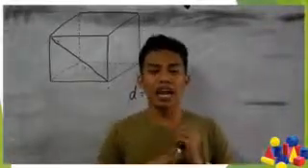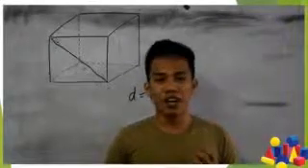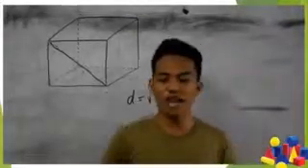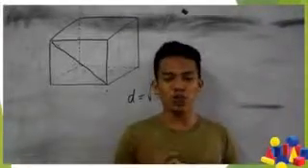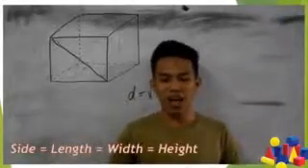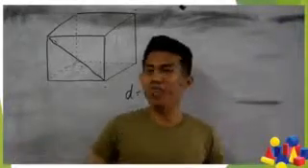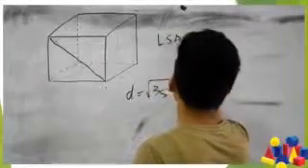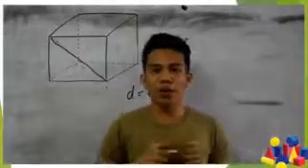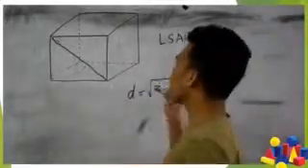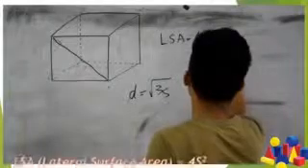After defining the diagonal length of the cube, now let us proceed to the surface area of the cube. The surface area of the cube can be found using the formulas of regular solid where side equals length equals width equals height. Thus, we will get the following formulas. For lateral surface area, we are going to multiply the side squared by 4 because we have 4 faces. So it is 4s squared.